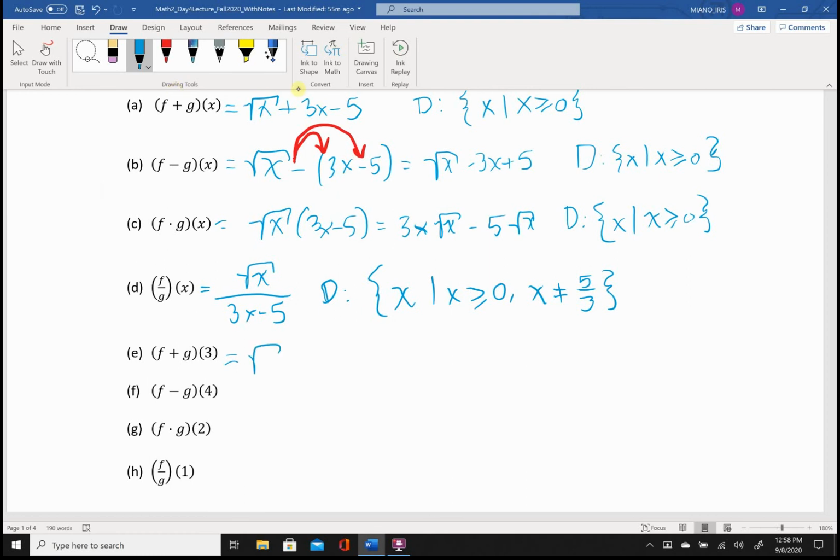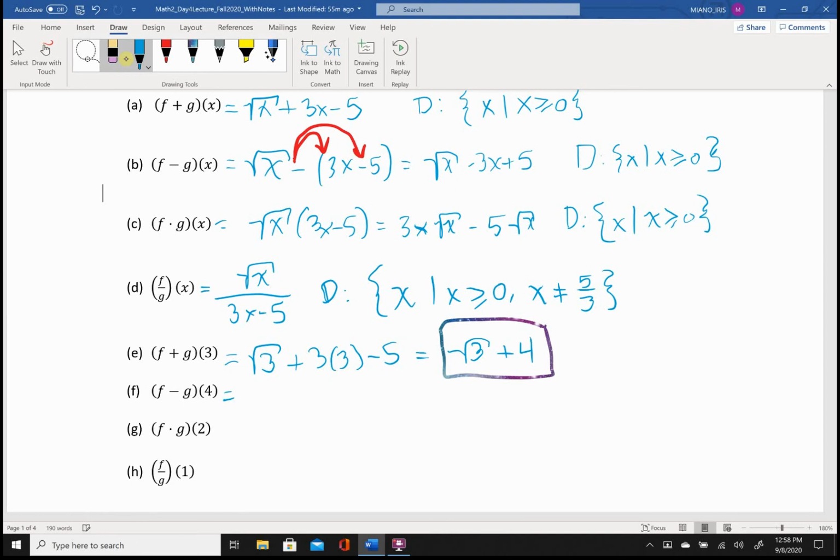So that'll give you the square root of 3 plus 3 times 3 minus 5. So the square root of 3 stays in the radical. This becomes a 9 minus 5. What's 9 minus 5? That's 4. So you have a final answer of the square root of 3 plus 4. And I'll go ahead and box that up as well, just to make sure that it's clear that that's my final answer. Great. Moving on.